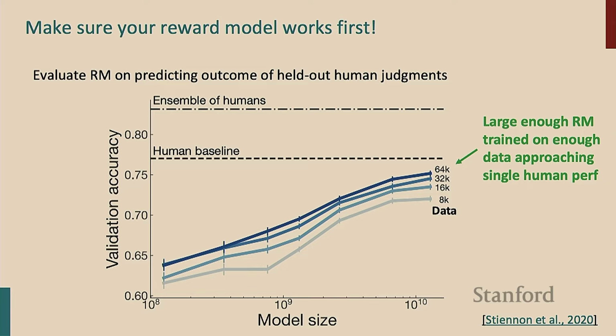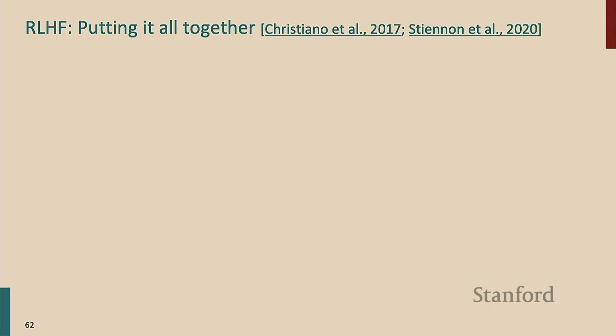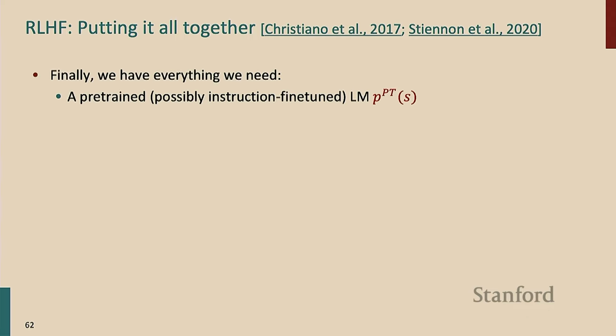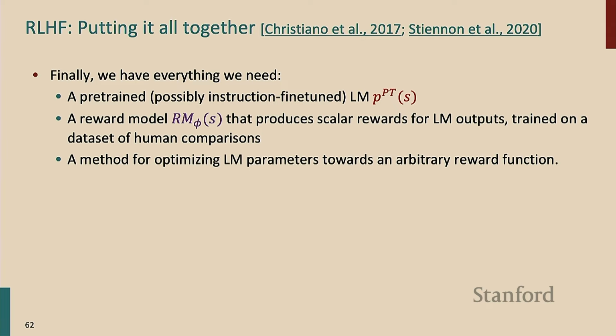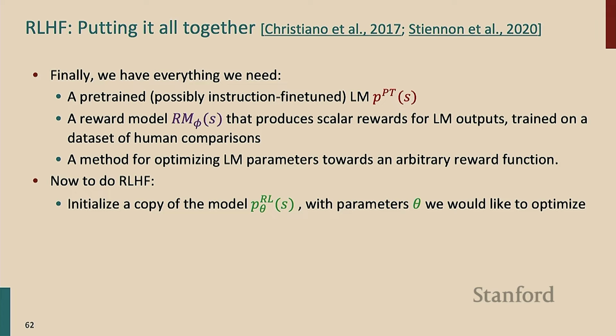OK, so if there are no questions, these are the components of RLHF. So we have a pre-trained model, maybe it's instruction fine-tuned, right, which we're going to call P of PT. We have a reward model, which produces scalar rewards for language model outputs, and it is trained on a dataset of human comparisons. And we have a method, policy gradient, for arbitrarily optimizing language model parameters towards some reward function. And so now if you want to do RLHF, you clone the pre-trained model. We're going to call this copy the RL model, with parameters theta that we're actually going to optimize.